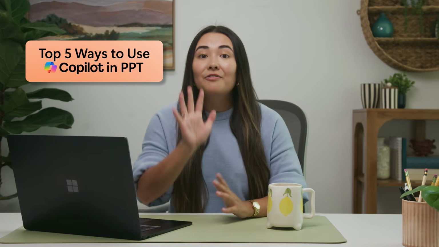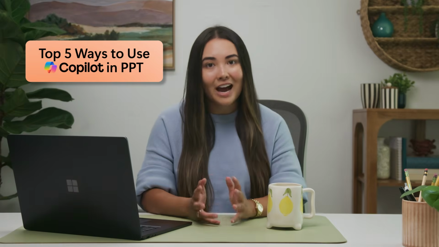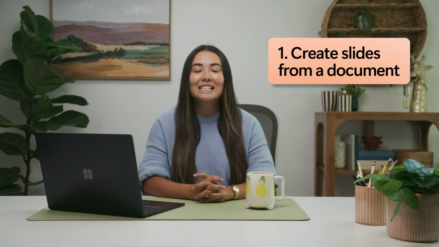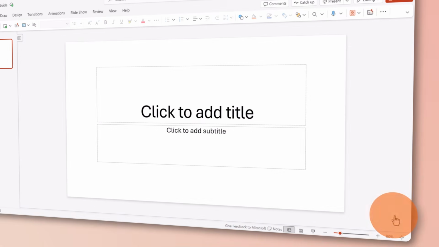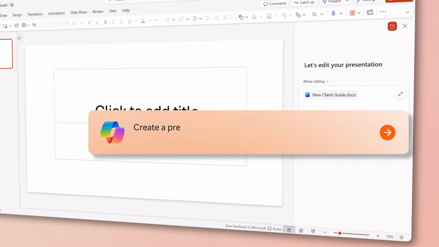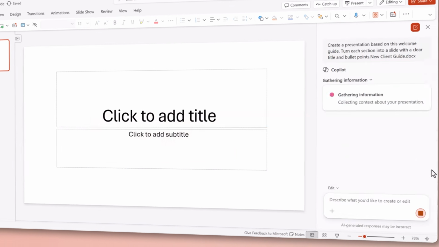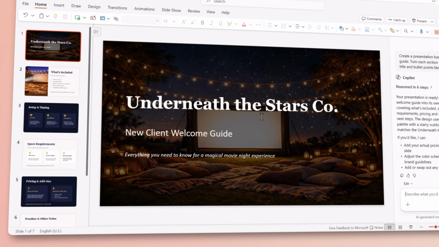Let me show you the top 5 ways to use Copilot in PowerPoint to build better presentations faster. Number 1, creating slides from a document. If you already have your ideas written out, Copilot can turn them into a full presentation. Just attach your document and ask something like, create a presentation based on this welcome guide. Turn each section into a slide with a clear title and concise bullet points. Copilot instantly builds slides based on your document.